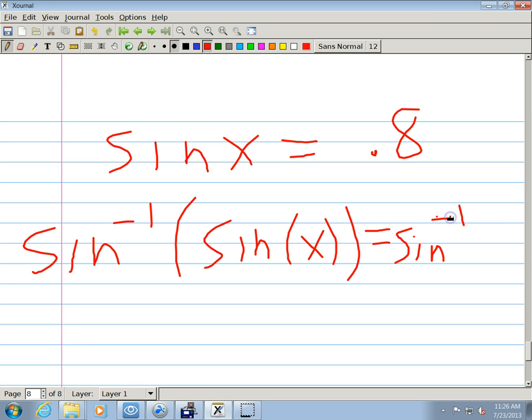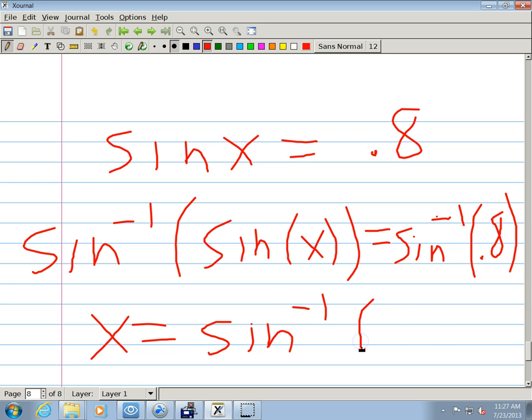And remember why it's called arc sine, because arc is fancy words for angle. So this is really saying what's the angle whose sine is 0.8. And what does an inverse function do to its function? Cancel. So all that's left is x is the angle whose sine is 0.8. And now that's an exact answer. That's the only way to write that answer exactly, because I think it's irrational.